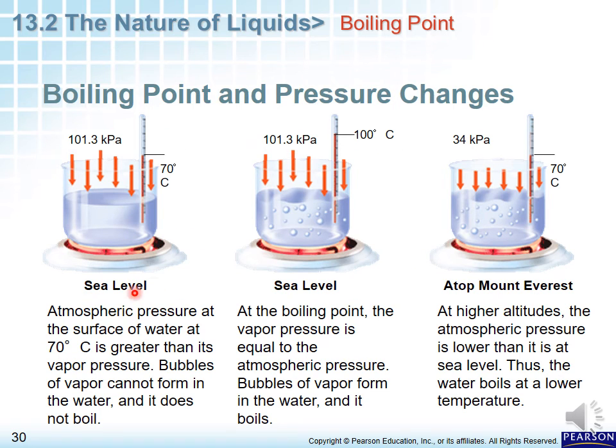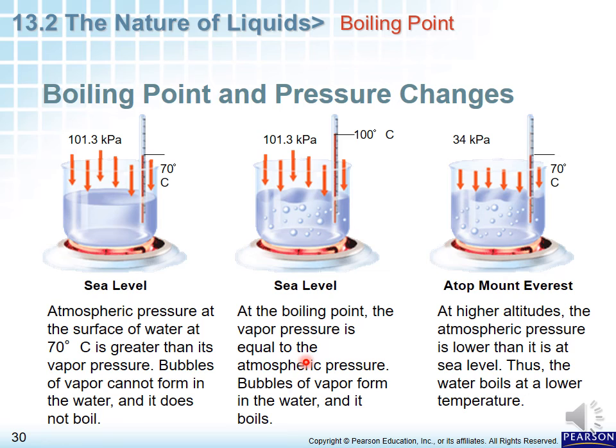So take this example now. This is the water. At sea level, you can see the atmospheric pressure is 101.3 kilopascal, here at sea level, meaning on the ground. So atmospheric pressure at the surface of the water at 70 degrees Celsius is greater than its vapor pressure. Bubbles of vapor cannot form in the water and it does not boil. Why? Because they are not equal. For boiling, they must be equal.